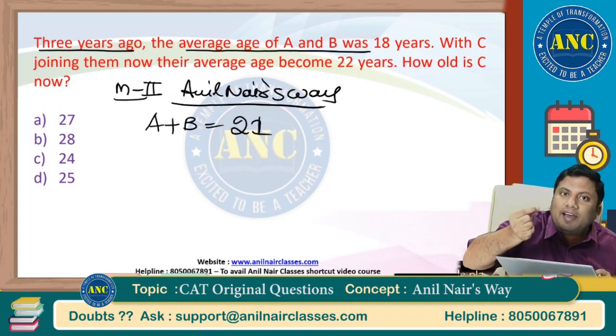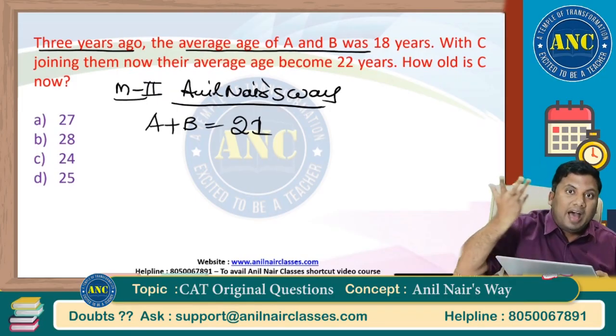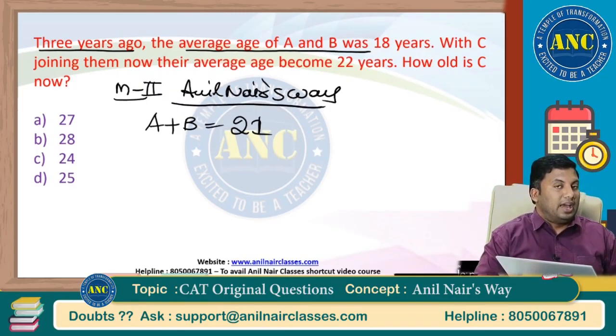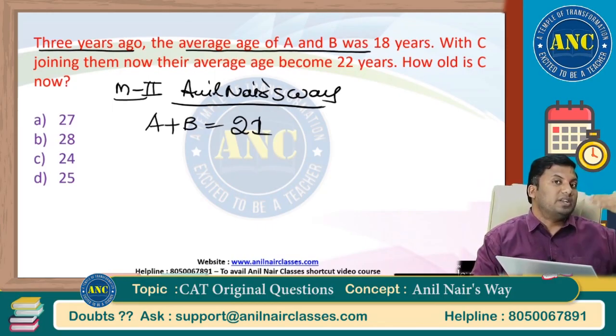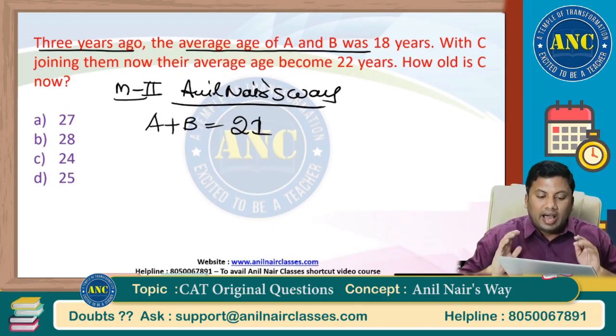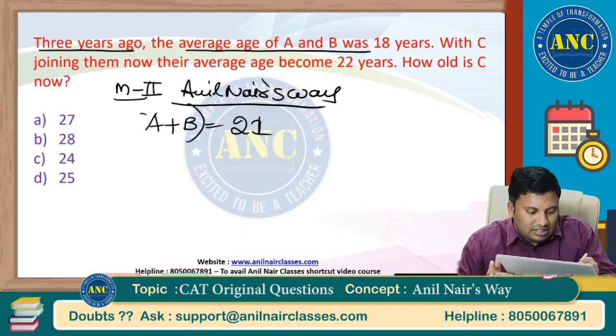If every value increases by K, average also increases by K. 3 years before, it is 18. 2 years before, it is 19, because every time it got added by 1. 1 year ago, it is 20. Currently, it is 21. This is the average.